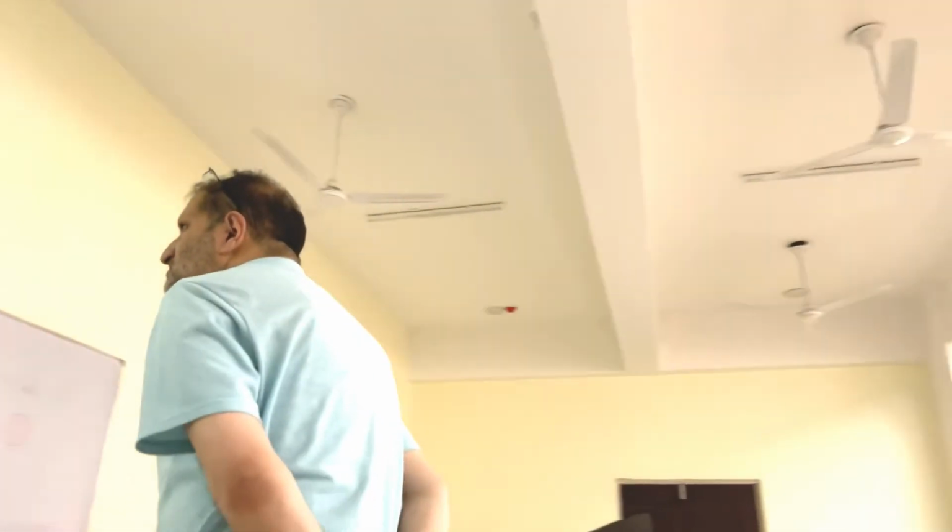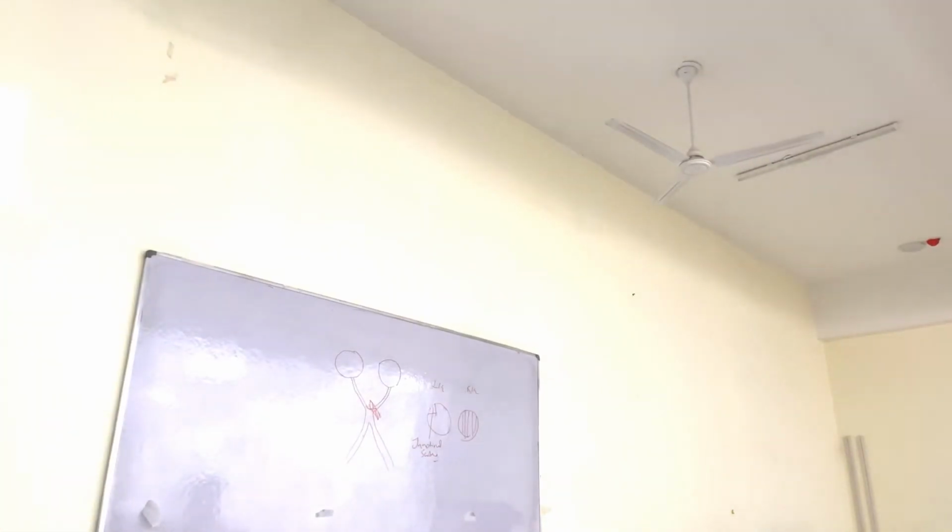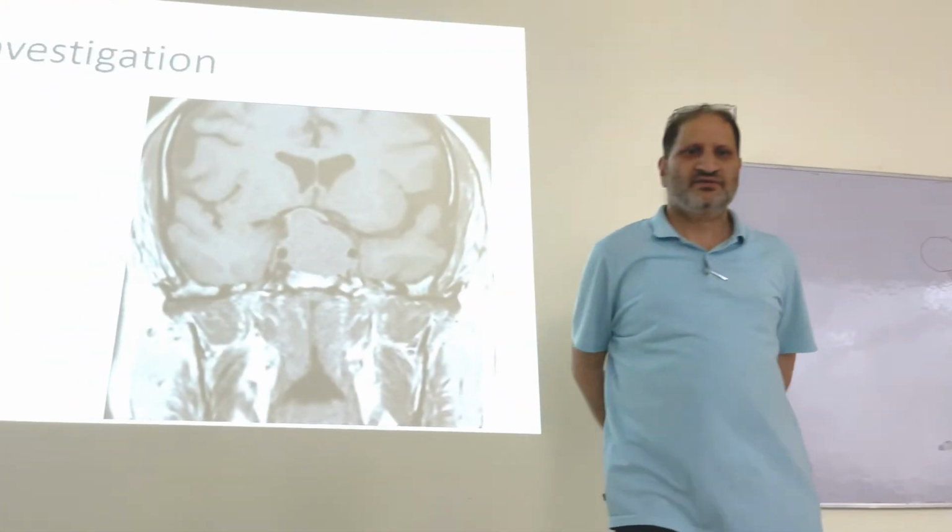So here in this diagram, what you are seeing is an enlargement of the pituitary gland, somewhere in this area. Okay? Next.